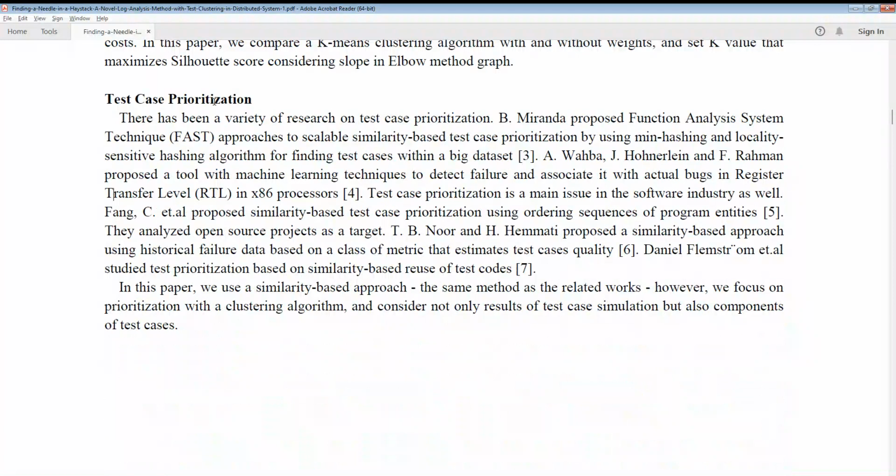Test case prioritization. There has been a variety of research on test case prioritization. B. Miranda proposed a function analysis system test technique, FAST, which approaches scalable similarity-based test case prioritization by using minhashing and a locality-sensitive hashing algorithm for finding test cases in a big dataset.